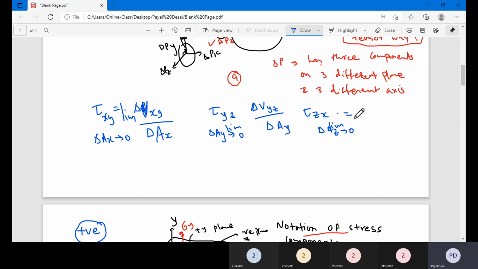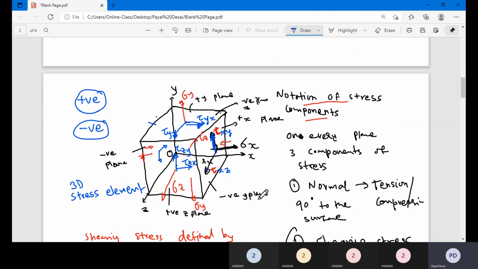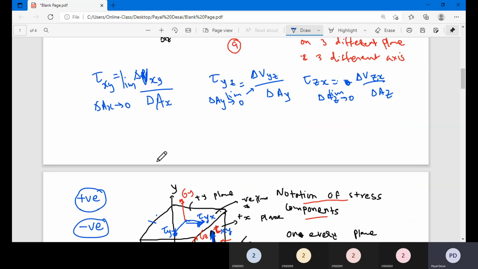And then we have tau zx equal to delta Vzx by delta Az. In this way, for the remaining shear stress components, we have 6 shear stress components: 1, 2, 3, 4, 5, 6. We have 6 shears, so the remaining you can write. So, 6 shear stress components. Remaining, please note down. Six shearing stress components plus 3 normal stress components.